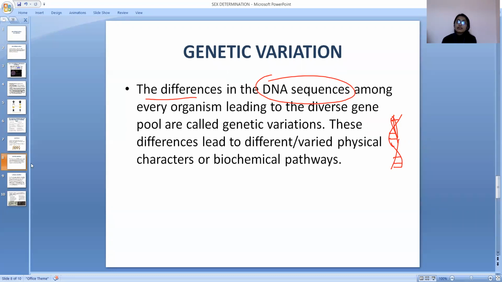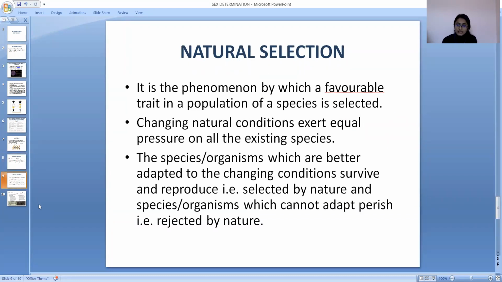Then we have natural selection. Natural selection एक तरह से environmental variation भी कहा जाता है. It is not genetic. It will become genetic after some time, but still it is environmental factors. There are environmental factors which pressurize you to get changed, right? To get varied from the other environment. It is a phenomenon by which a favorable trait in the population of a species is selected. Changing natural conditions exert pressure on the existing species.